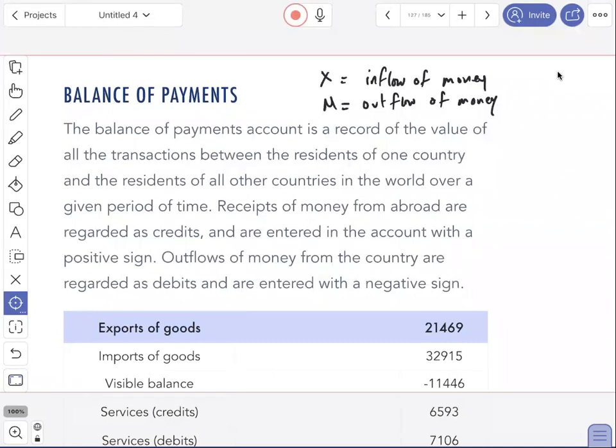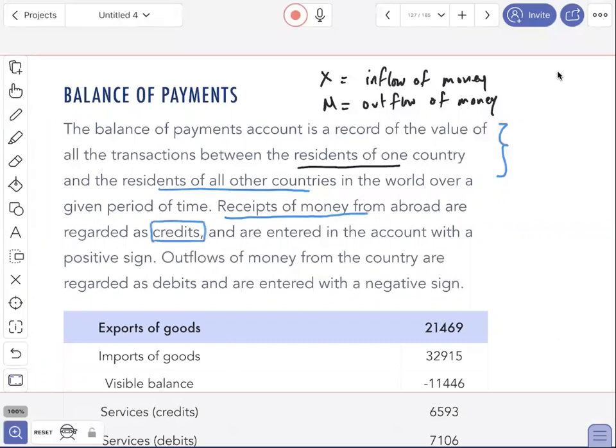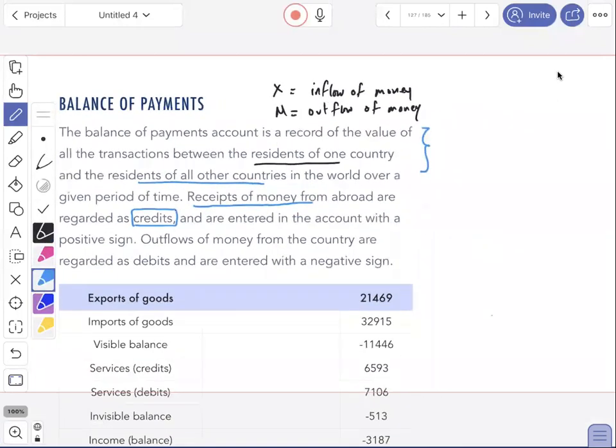So what is the balance of payment basically? A balance of payment is basically a record of the value of all the transactions between the country's residents and the residents of all other countries in the world. So we are looking at all the transactions that take place between one country's residents and other countries' residents. Whenever you are receiving money, any receipt of money from abroad, we are recording it as credit. So all the inflows of the country.